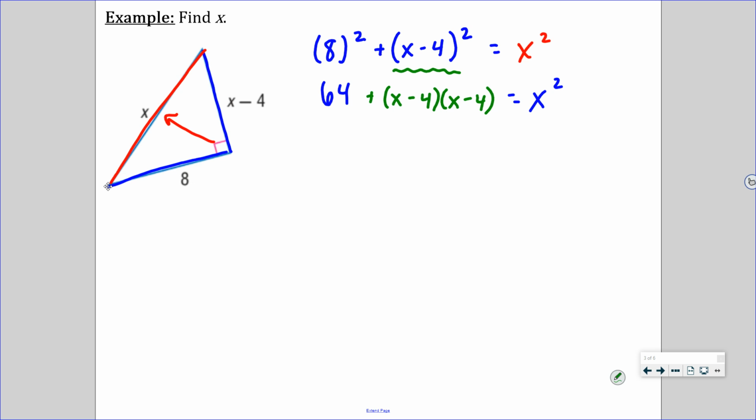All right, so to multiply this out, I have to take x times x minus 4. So that's going to give me x squared minus 4x. You got to distribute the x. Oh my gosh.